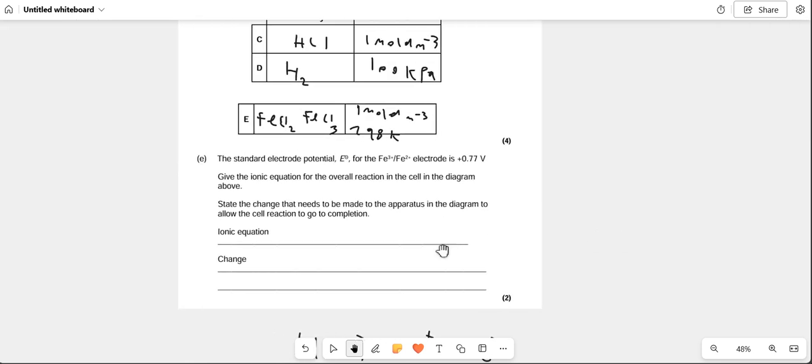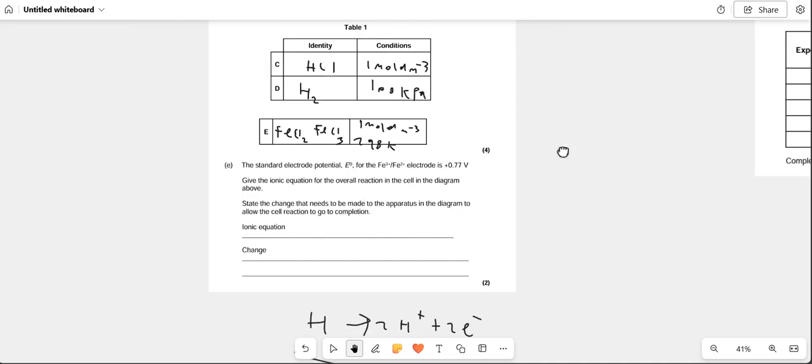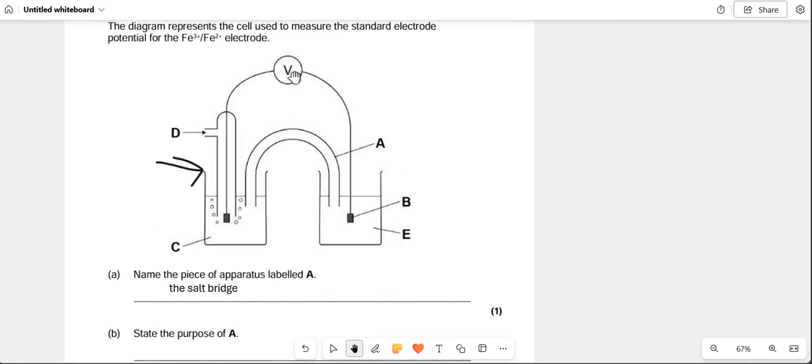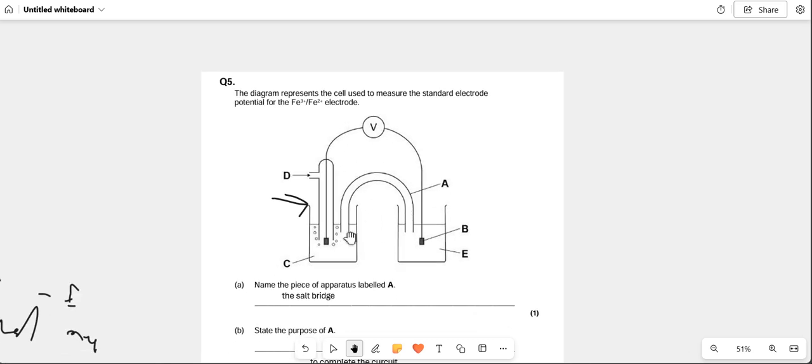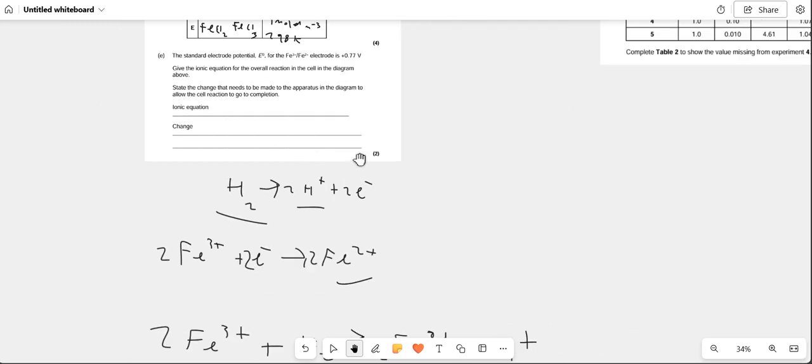To make the cell go to completion, the change you need to make is just taking out the voltmeter. Voltmeters have very high resistance, which means it can't affect the reaction, so no current is going to be moving through V. To complete this reaction and make it go all the way, you just need to remove the voltmeter and put something else there, like a wire or an ammeter. Then current is going to move through and complete it until both concentrations are the same.